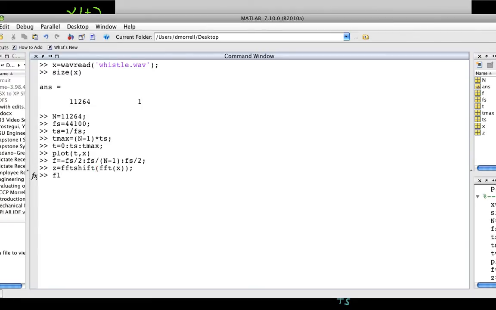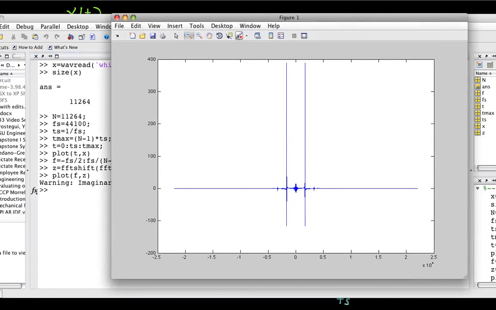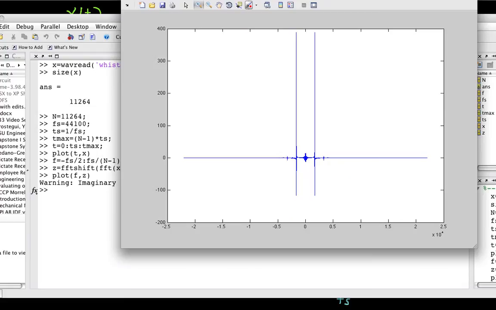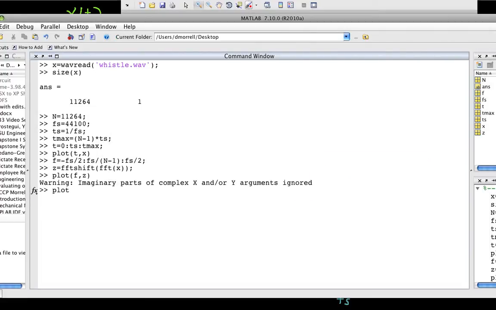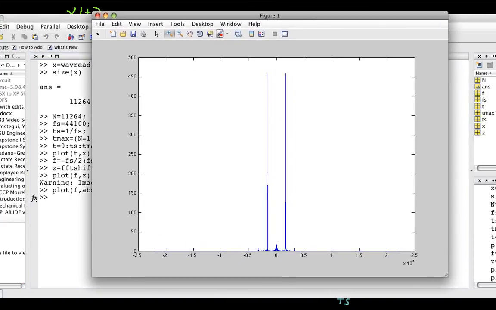Okay, so now I can plot f, z. Whoops. So what this shows me now is the real part of the Fourier transform. Now you've got to remember that Fourier transforms are complex, so this is probably not what I really want. What I really wanted was f comma abs of z. This gives me the magnitude spectrum. And so when I do that, I get something that looks like this, which is about what I was expecting to see.